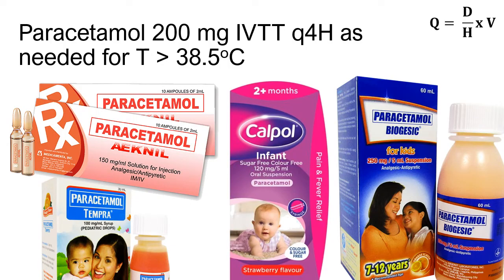Now, if the physician has ordered paracetamol 200 milligrams IV every four hours as needed for temperature of 38.5 degrees Celsius, which of the following will you be requesting for your patient? Is it letter A, the paracetamol Acnil? Is it letter B, the paracetamol Tempra, which is 100 milligram per ml? Is it letter C, the Calpol for infant? Is it letter D, the paracetamol Biogesic 250 per 5 ml suspension?